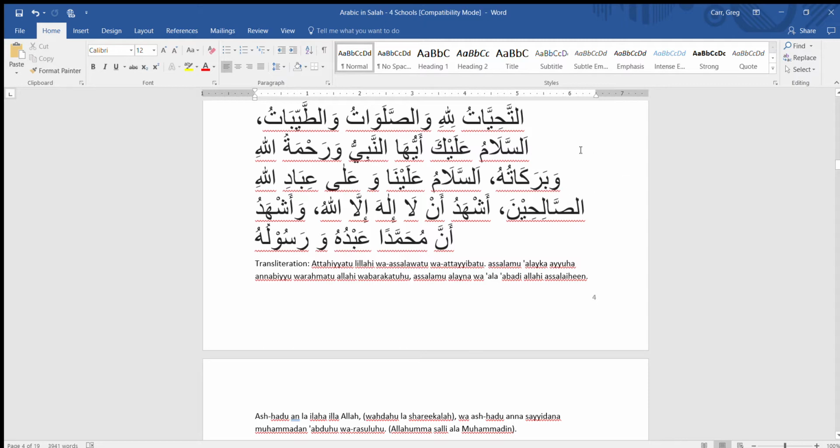Assalamu alayna wa ala ibadillahi salihin. Wa, and ala, upon ibadi, the slaves or servants of Allah, as-salihin, who are salih, who are righteous. Assalamu alayna wa ala ibadillahi salihin.